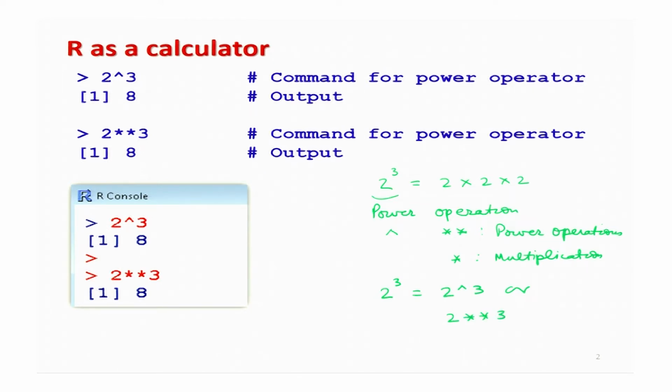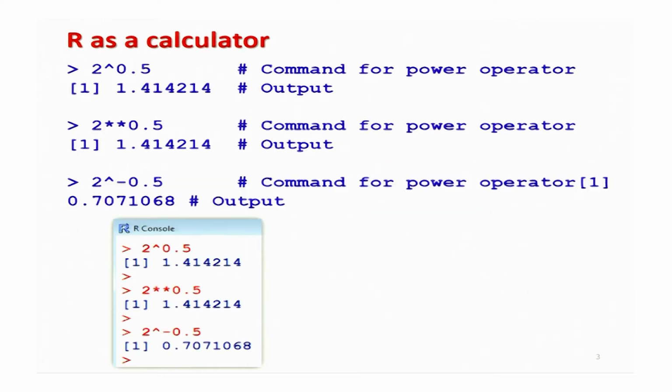Now you can see this is the example I have taken here. I want to compute 2 cube, and I have written this as 2 hat 3, which is giving you an answer 8, and the same thing I have written as 2 double star 3, which is giving you the answer 8, and this is the screenshot. So you can see this is how you can do the power operation when you are considering a scalar. Similarly, in case you want to find the square root of something, say 2.